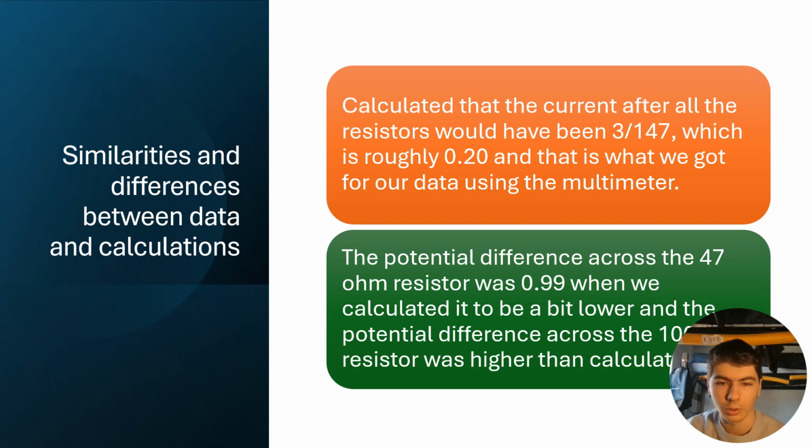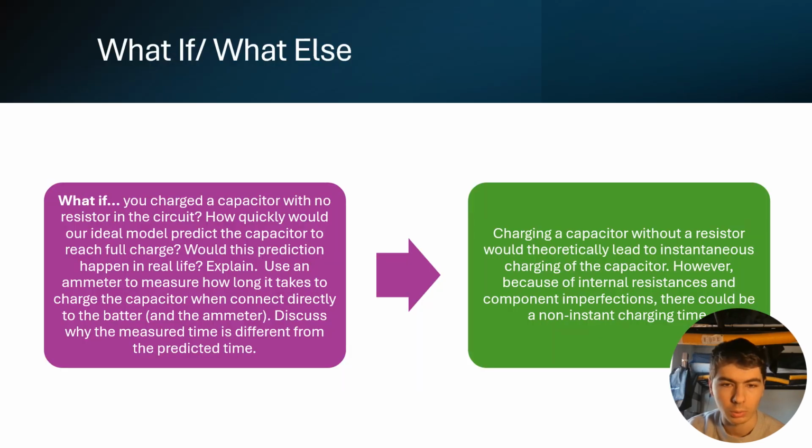So, some similarities and differences between our data and calculations. We calculated that the current after the resistors would be 3 over 147, which we got from Ohm's law. The total voltage is 3 volts, and the total ohmic resistance after both resistors would be 147. So 3 over 147 should be the current, which is roughly 0.02, and that's what we got using our multimeter. The potential difference across the 47 ohm resistor was 0.99, a tiny bit lower than we calculated, and the potential difference across the 100 ohm resistor was slightly higher, like 2.08, which was higher than calculated.